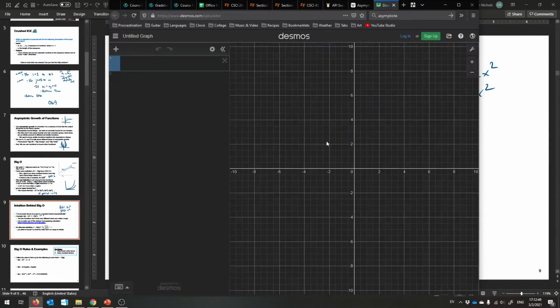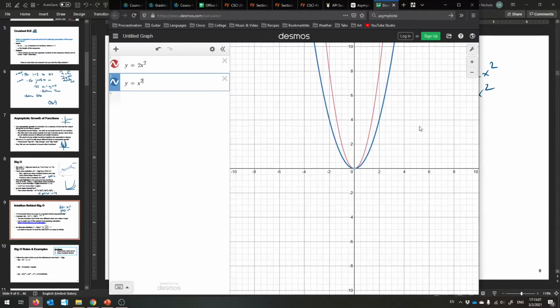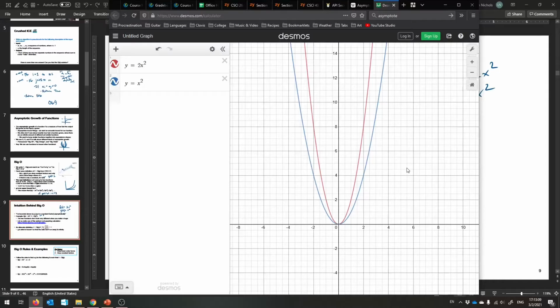So let's use this really cool graphing calculator to show some stuff. Okay, so here it is. Let's make this all pretty. Let's say here's our first function, y equals 2x squared. Bam. That's our first function. That's f. And now g is y equals x squared. Yeah? So let me show you that they're not too different from one another when you start zooming out.